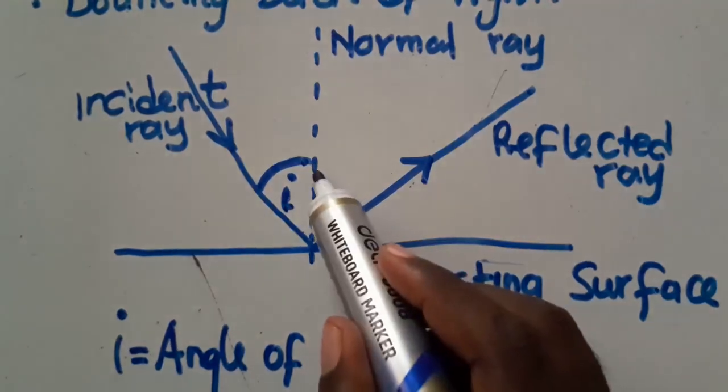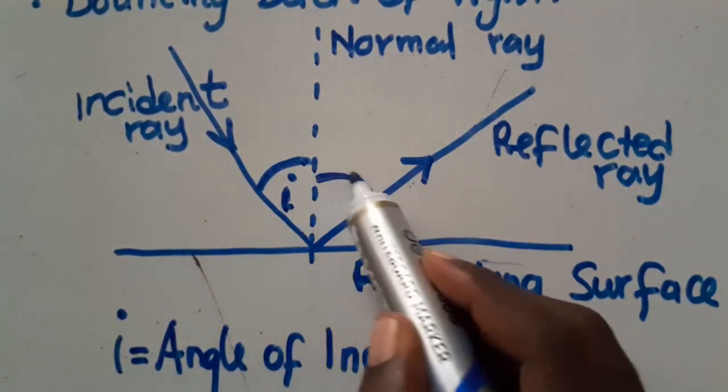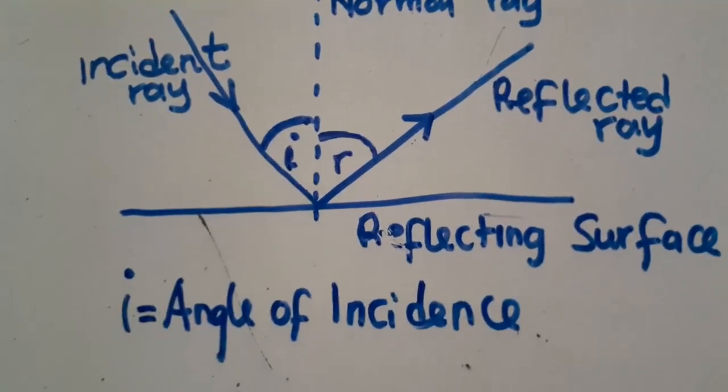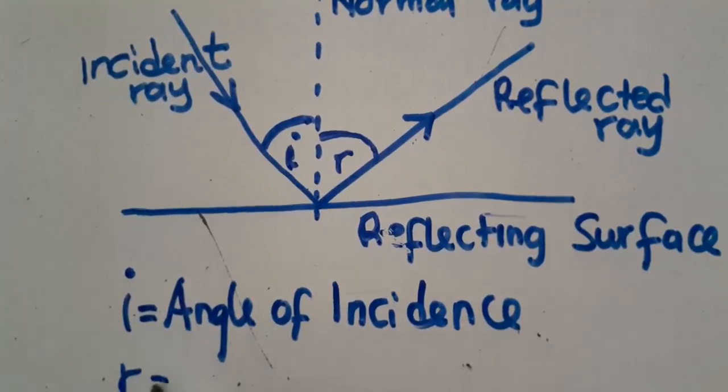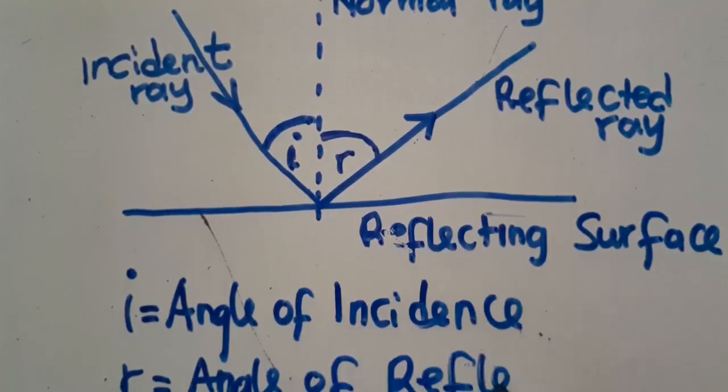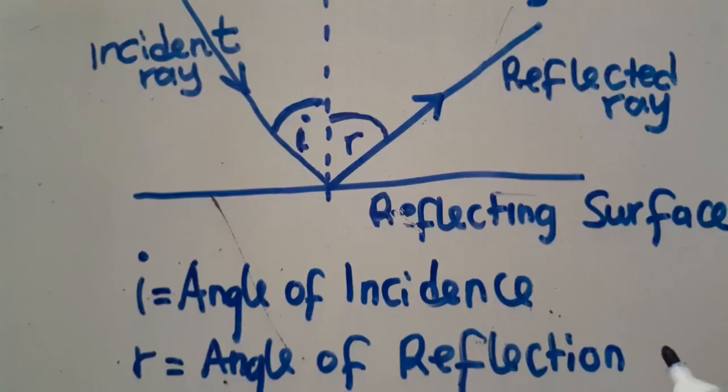We also have an angle on the other side. That one, say R. What is the name of that angle? We call that R the angle of refraction. This is what you need to know and understand.